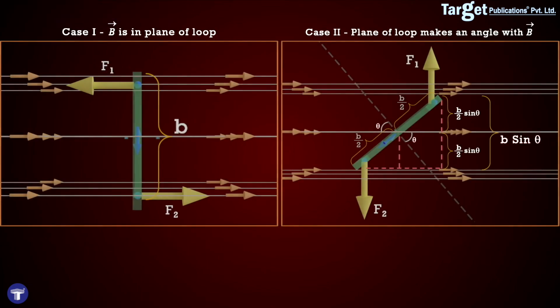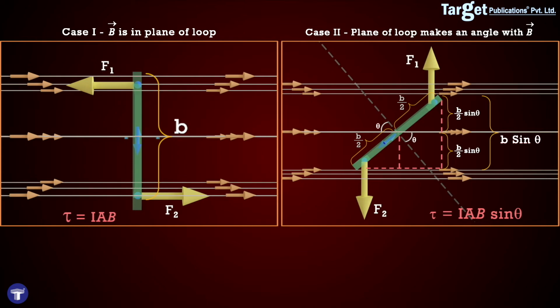This torque created by the forces F1 and F2 is less as compared to the earlier case when the plane of the loop was along the magnetic field. This is because the perpendicular distance between the forces of the couple has decreased. The torque in this case comes out to be IAB sine theta.